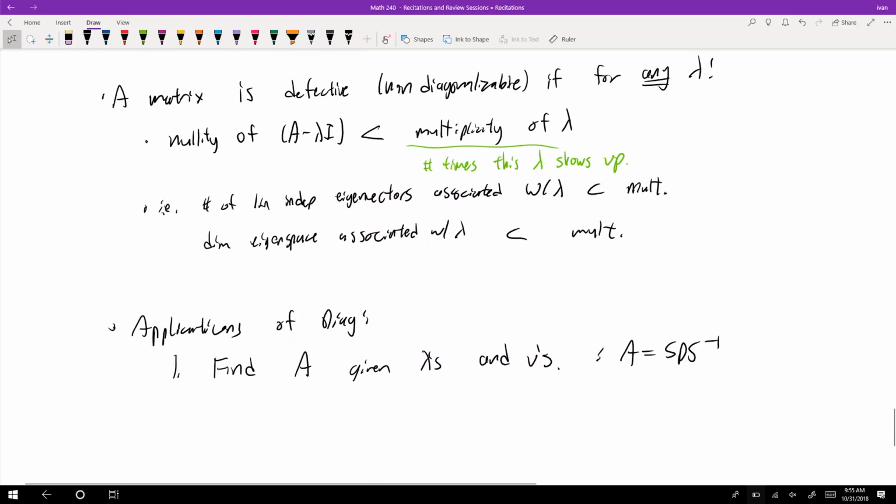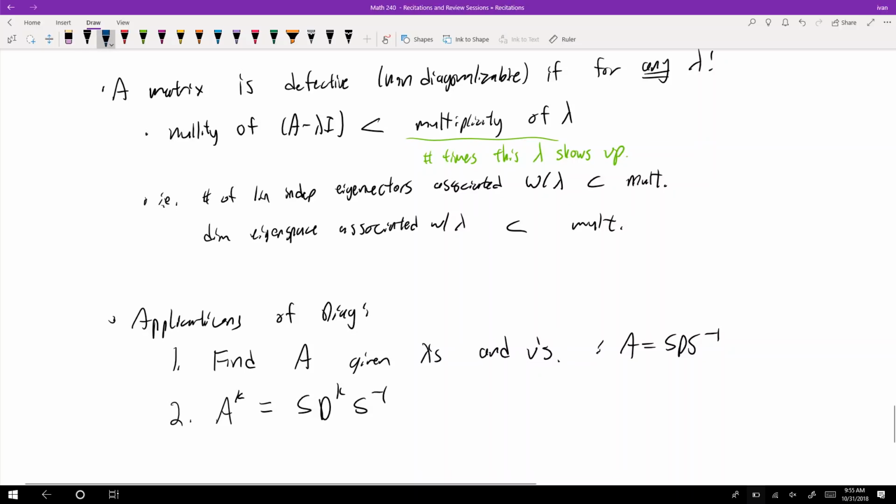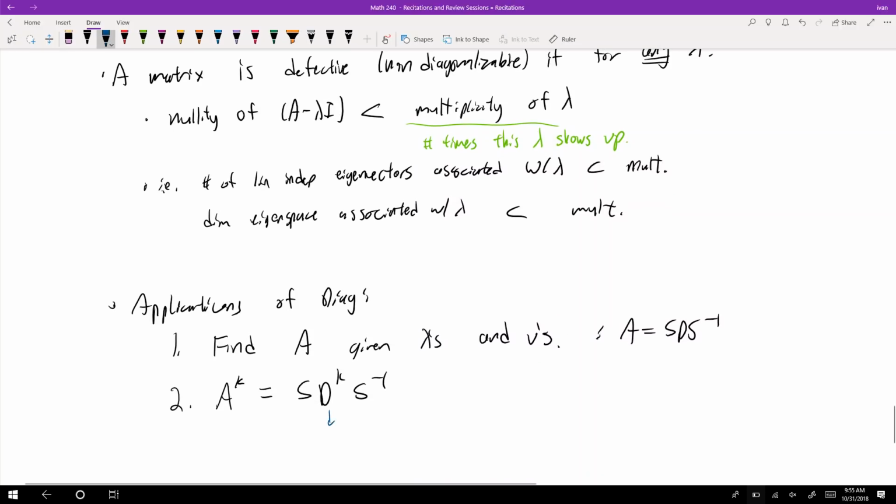And the second application, and the last thing we're going to write, A to the k is equal to S D to the k S inverse, where D to the k is just, right, so you have lambda 1 through lambda n to the k, and that's just equal to lambda 1 to the k all the way down to lambda n to the k. All right, any questions? That's everything.